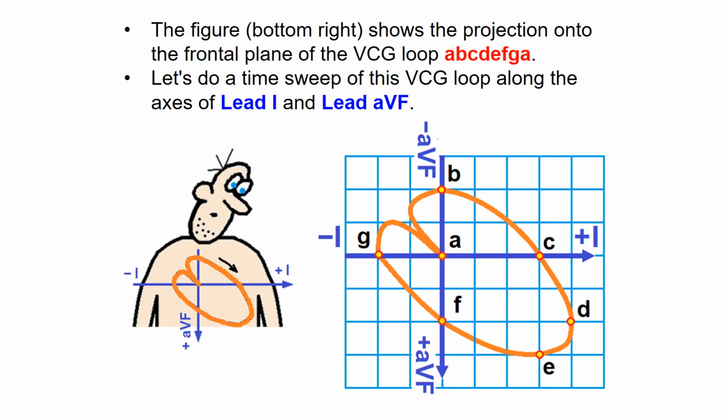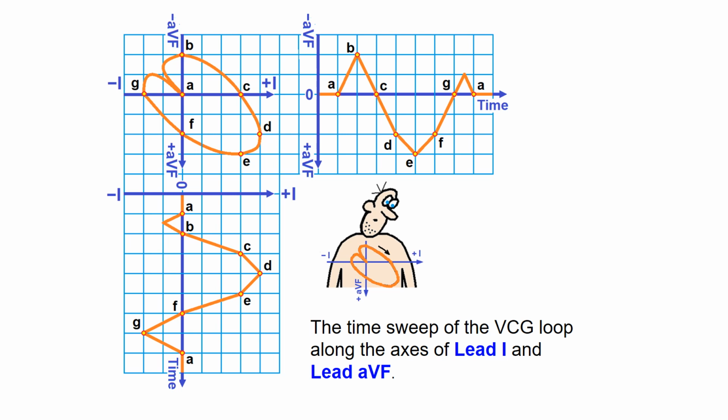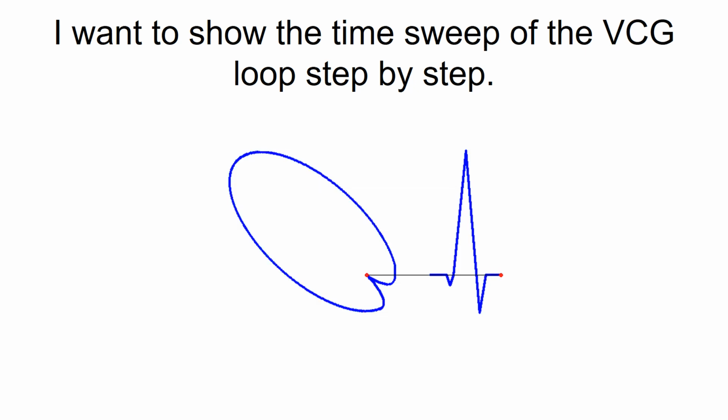The figure, bottom right, shows the projection onto the frontal plane of the VCG loop, A, B, C, D, E, F, G, A. Let's do a time sweep of this VCG loop along the axis of lead 1 and lead aVF. I want to show the time sweep of the VCG loop step by step.